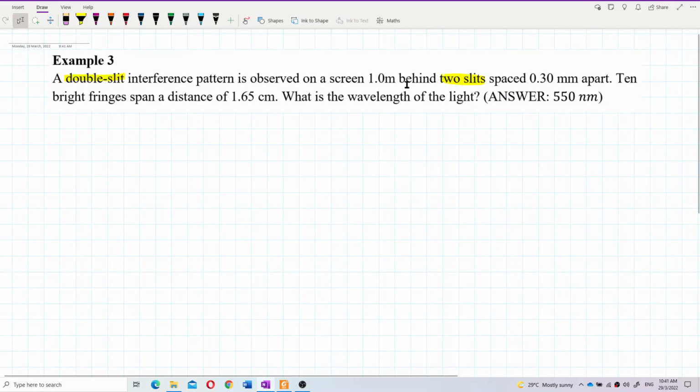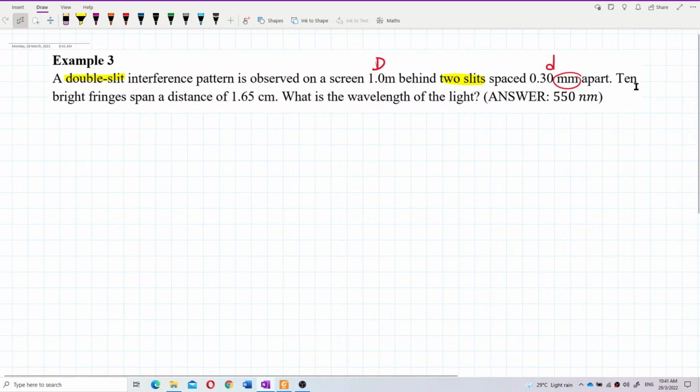Now, information given: the screen is 1 meter behind the two slits. This is the distance of the screen, that's the big D. And then 0.3 millimeter, that one is the separation between the two slits, which is the small d. Be careful with the unit, it's millimeter.